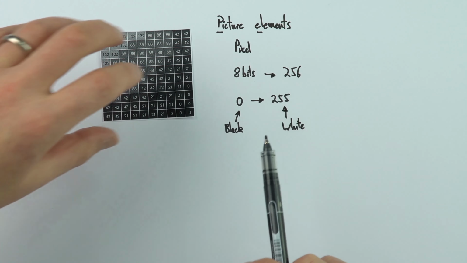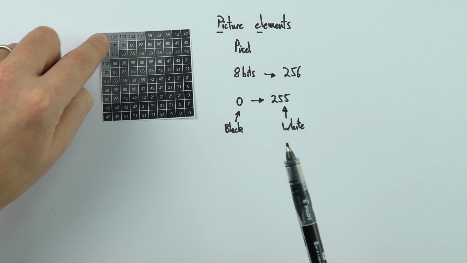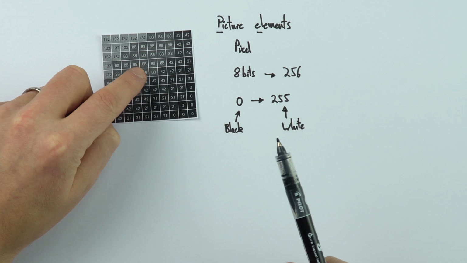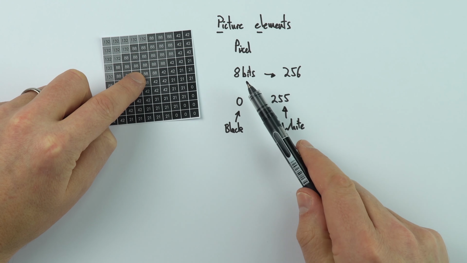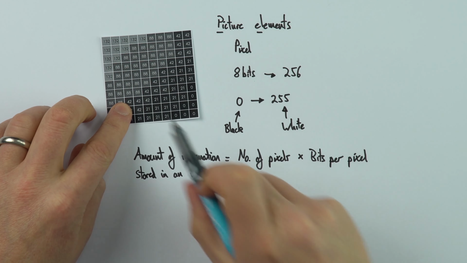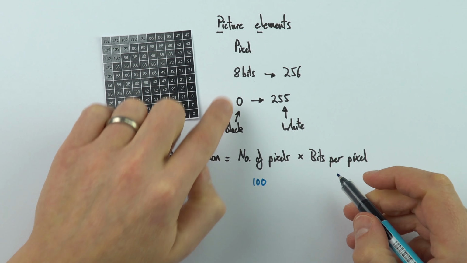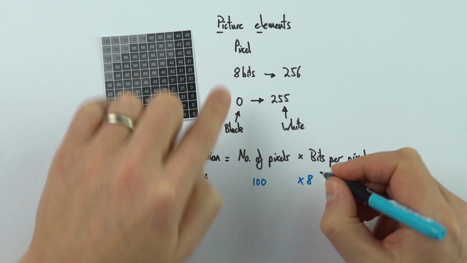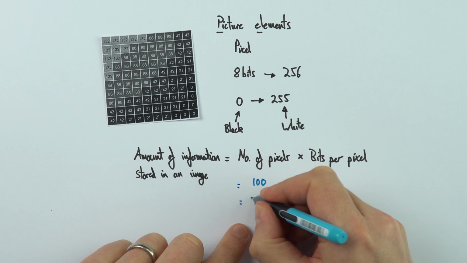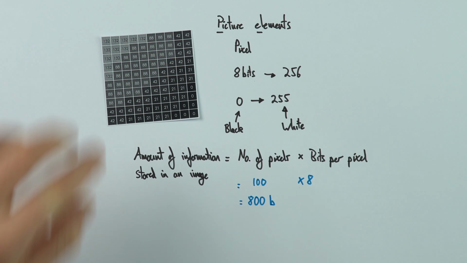And if we think about in this image here, how much information is stored, it's going to be equal to the number of pixels multiplied by the number of bits per pixel. So for this image here, the total number of pixels would be 100. We've got 8 bits per pixel, and that means the total amount of information is going to be equal to 800 bits.